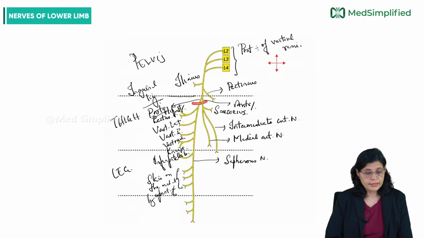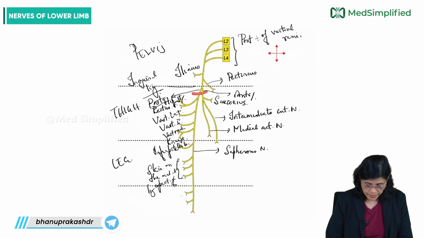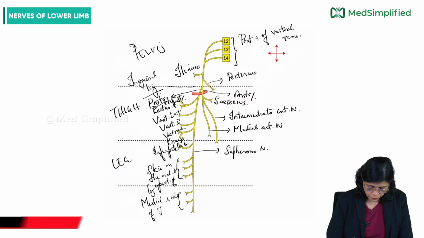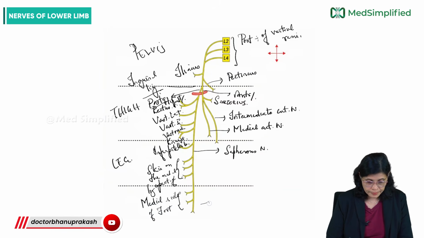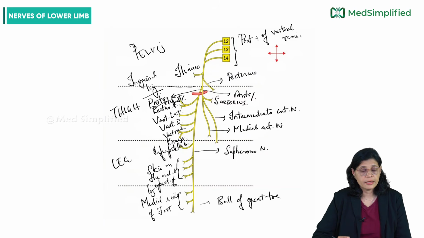So it supplies the skin over the medial aspect of the leg, and it will also supply the skin of the medial side of the foot, up to the ball of the great toe. So up to here it is supplied by the saphenous nerve. So this is basically the cutaneous supply.